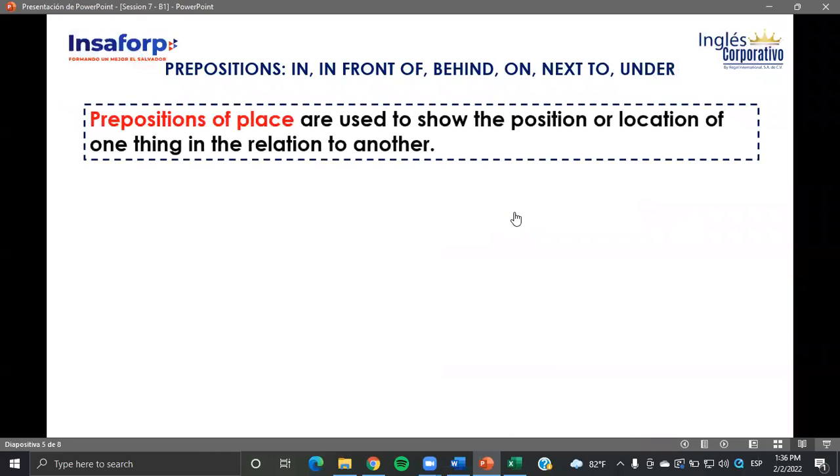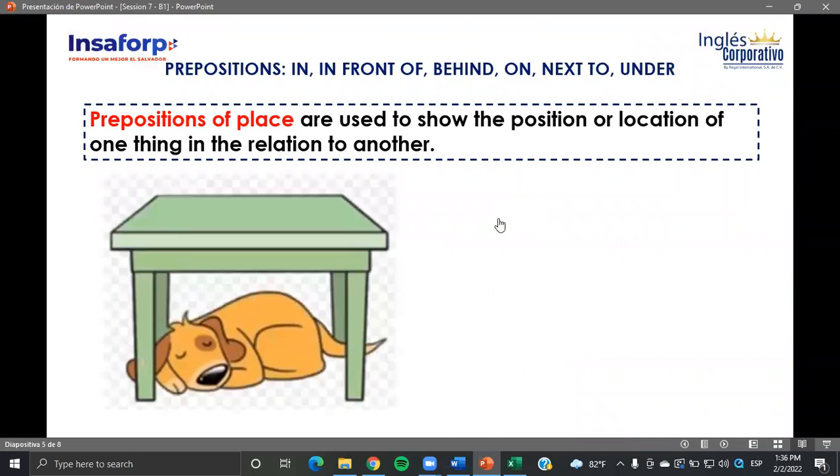Let me give you more ideas. Now, look, this is a different scenario, a different representation. Let's analyze first. What do we have? We have an object and we have an animal. What is the object? A table, good. And what is the animal? A dog, very good. So we have a table and a dog.